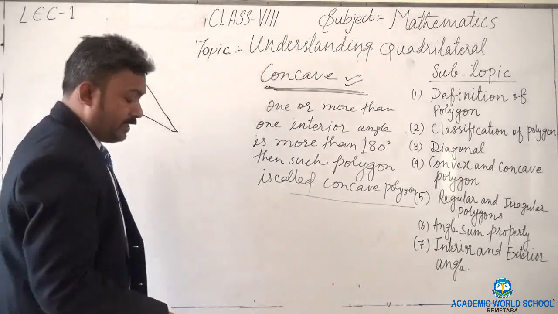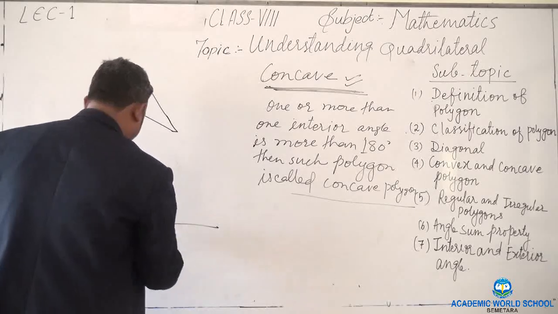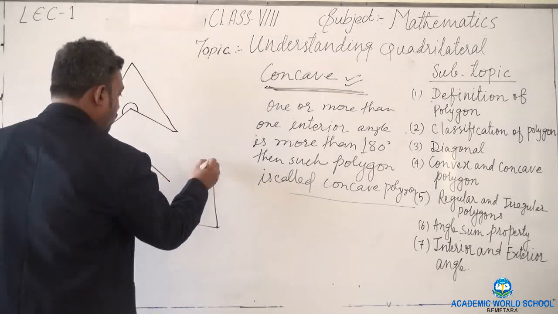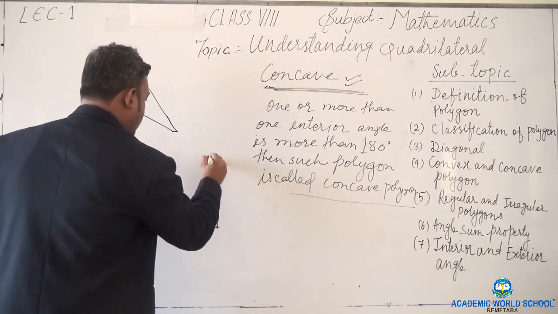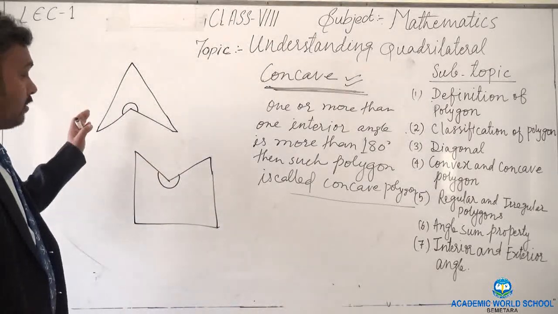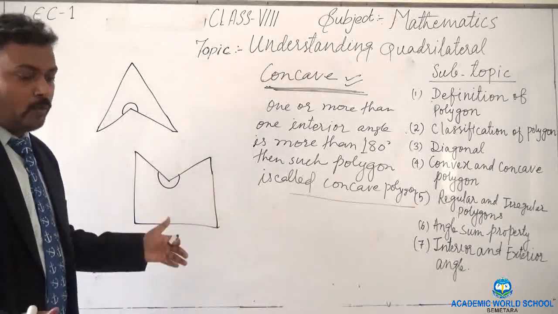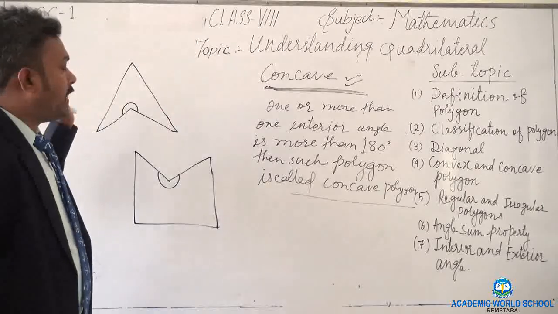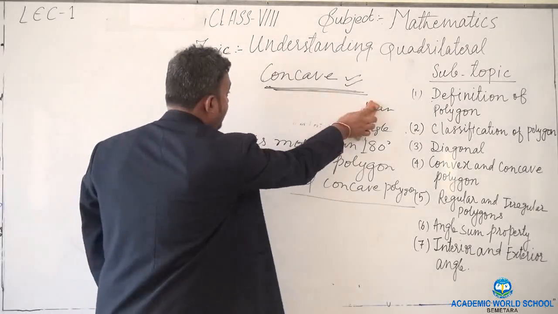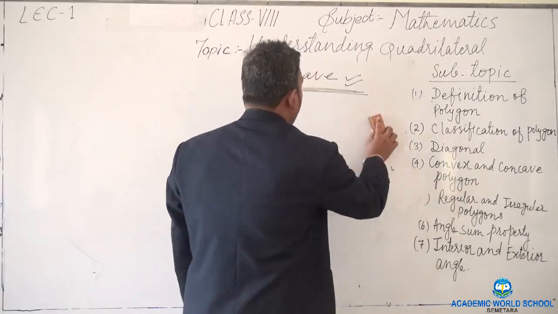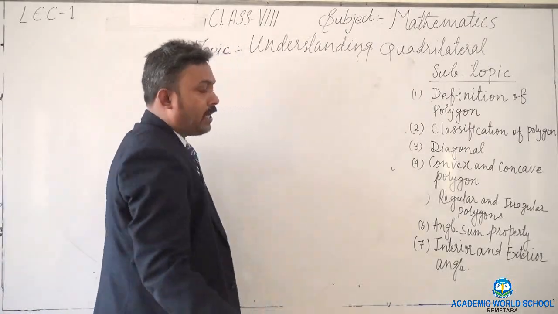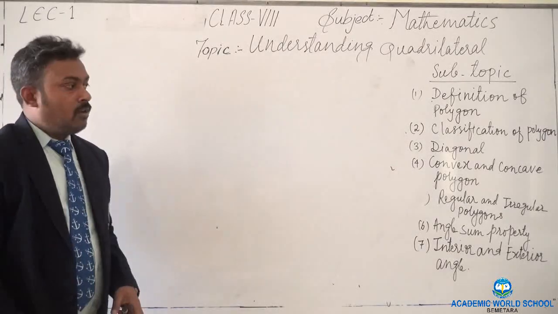So you can draw different polygons like this also, in which at least one angle is more than 180, then it is a concave polygon. So remember that for convex, each interior angle should be less than 180, and for concave, at least one interior angle should be more than 180.